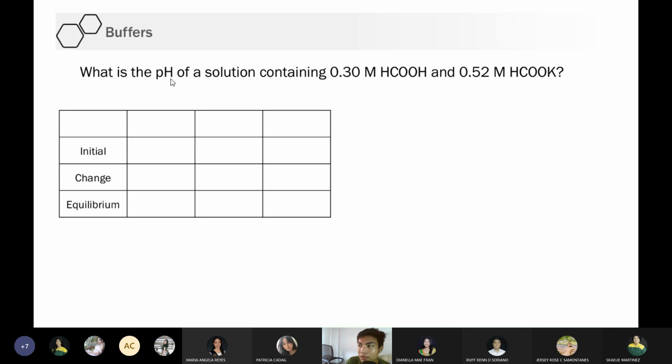So again, what is the pH of a solution containing 0.3 molar formic acid and 0.52 molar potassium formate? So check mo muna, ano ba meron ka? Yung formic acid, this is a weak acid. And ano yung potassium formate? O, tignan mo yung equation. Anong pinagkaiba nila? Yung H naging metal.